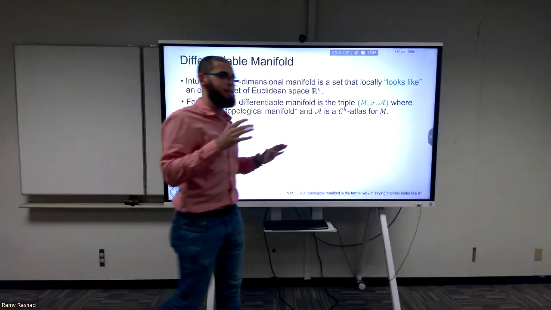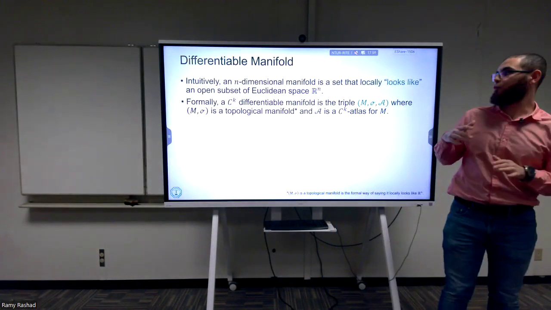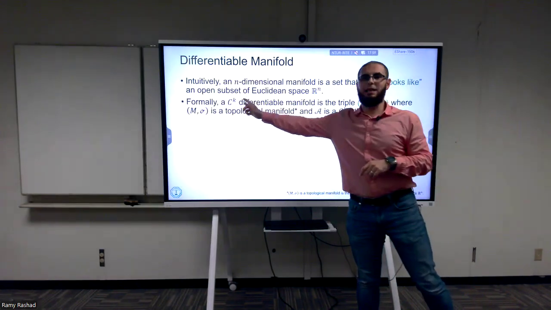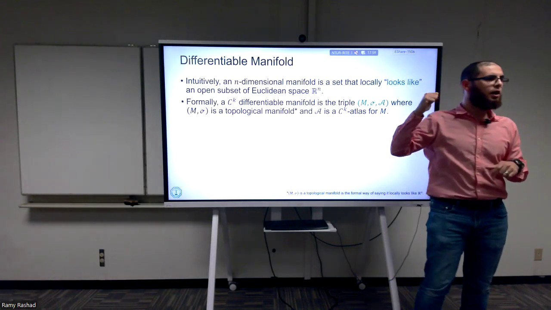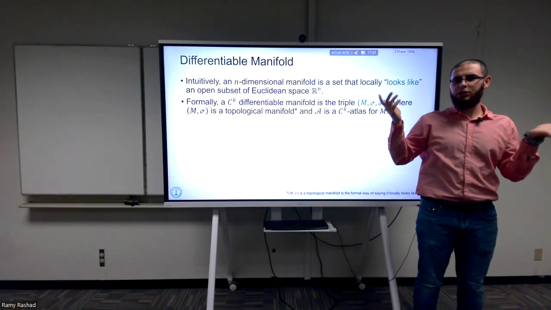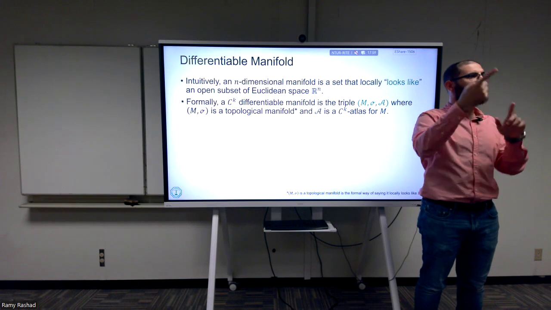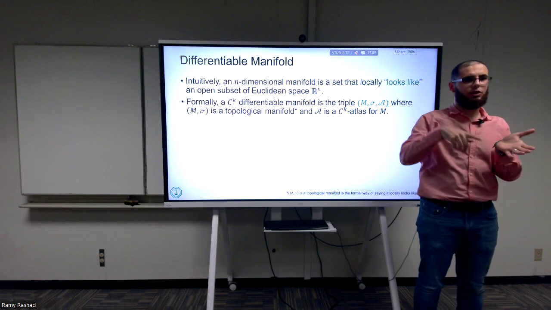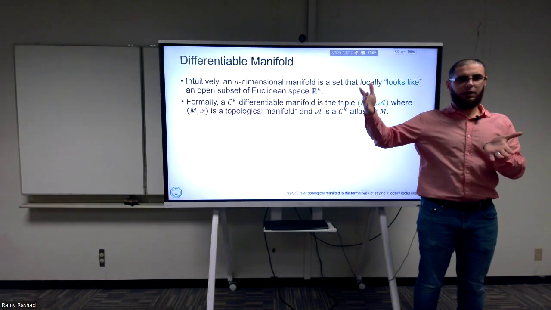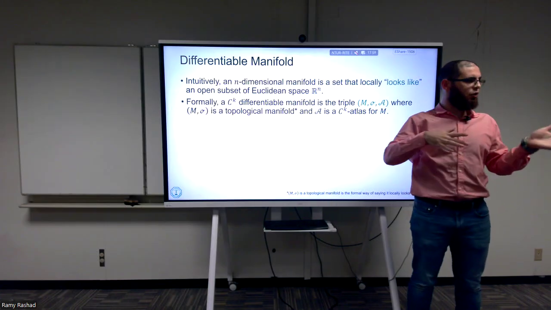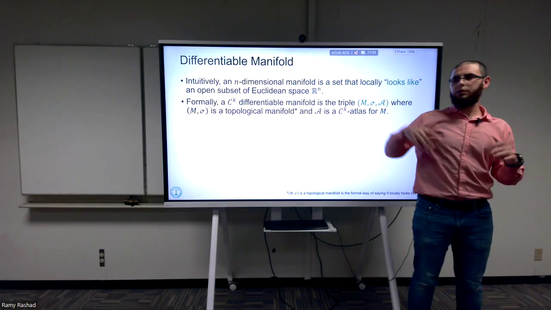So formally, what is a differentiable manifold? Or in other words, what is a C^k differentiable manifold? Just like what we started with, you cannot talk about differentiability of a function in general. You need to specify up to what order you're talking about. Are you talking about C1 differentiability, or C^k, or C infinity? So k here can be 0, can be 1, can be up to infinity.